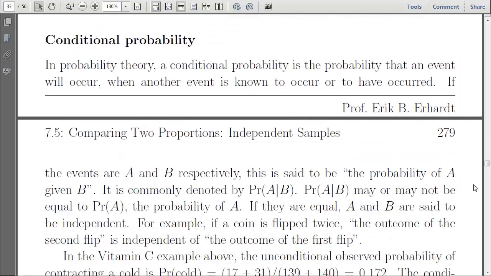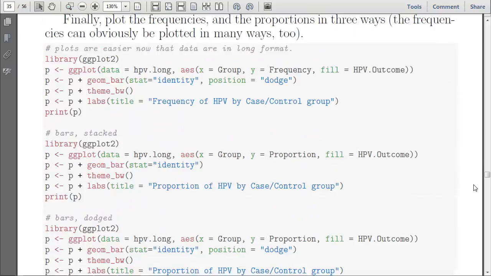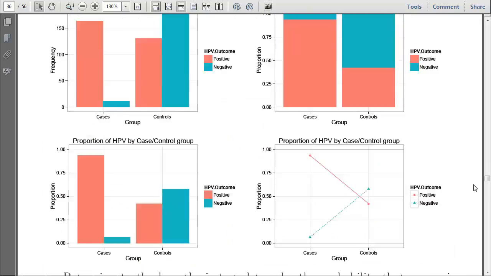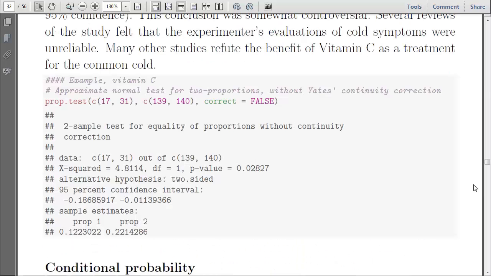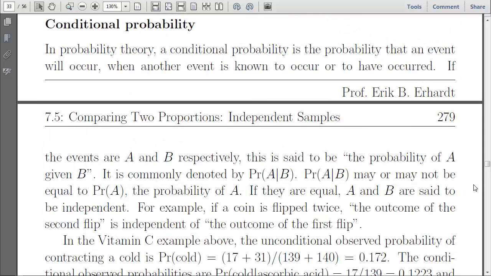All right. The next section, and let me page down for just one moment. All right, we're going to see some plots. It's on conditional probability. So in probability theory, a conditional probability is the probability that an event will occur when another event is known to have occurred. That was poorly read. So it basically means that the probability of one event depends, possibly, on knowing some additional information about whether a second event occurred.